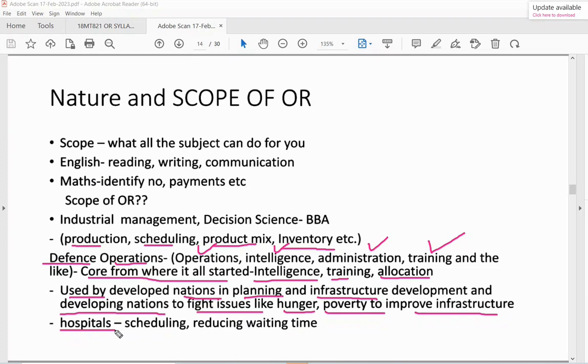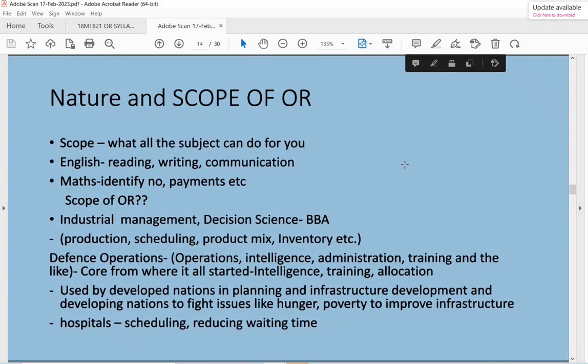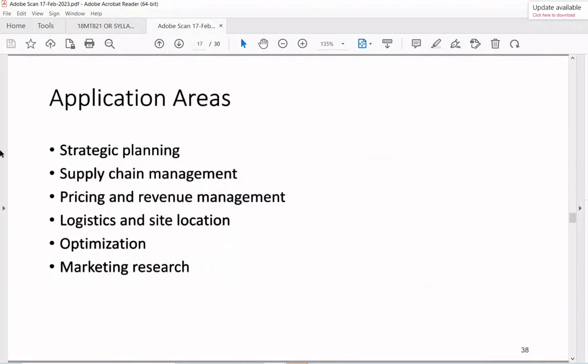Okay, then hospitals, where proper scheduling is required, reducing waiting time. Okay, then only will it make sense towards proper operation and research. Okay, this is the scope. This you can go through. Attributes we can discuss later.